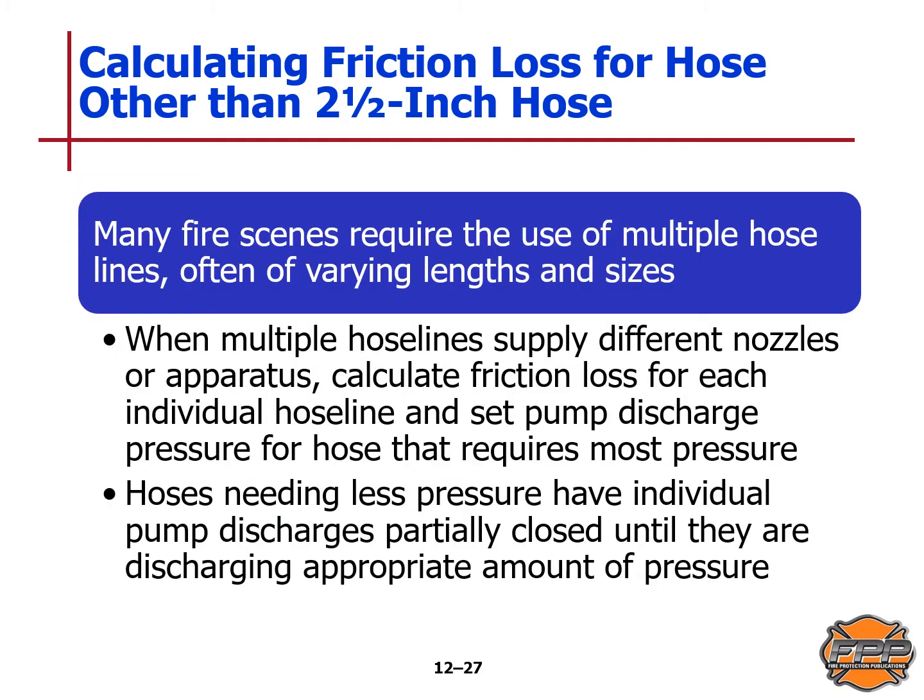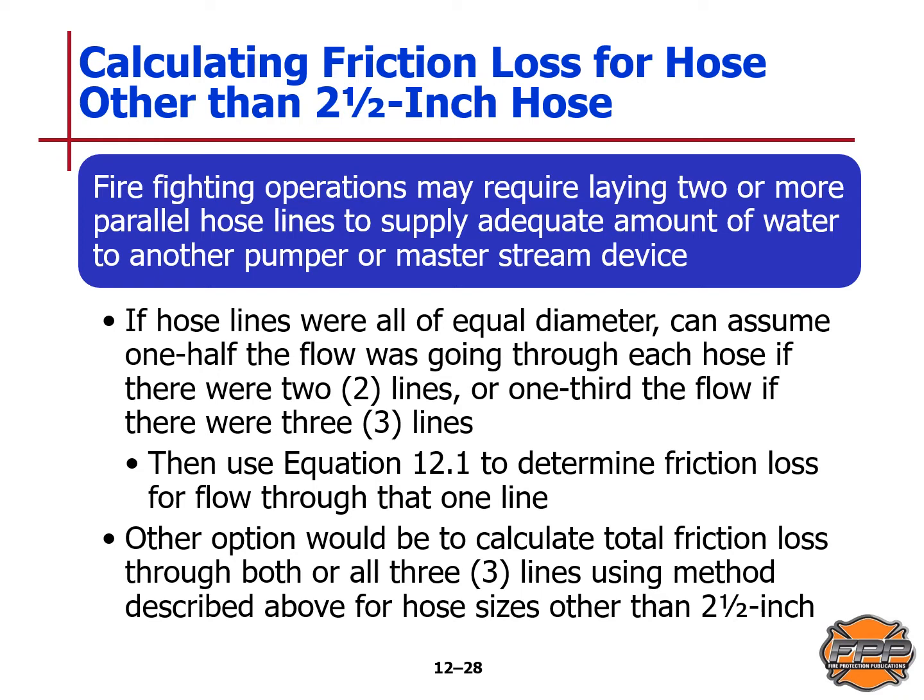Many fire scenes require the use of multiple hose lines that often vary in lengths and sizes. When multiple hose lines supply different nozzles or apparatus, you need to calculate the friction loss for each individual hose line and set pump discharge pressures for the hose that requires the most pressure. Hoses needing less pressure have individual pump discharges partially closed until they are discharging the appropriate amount of pressure. Firefighting operations may require laying 2 or more parallel hose lines to supply adequate amounts of water to another pumper or a master stream device.